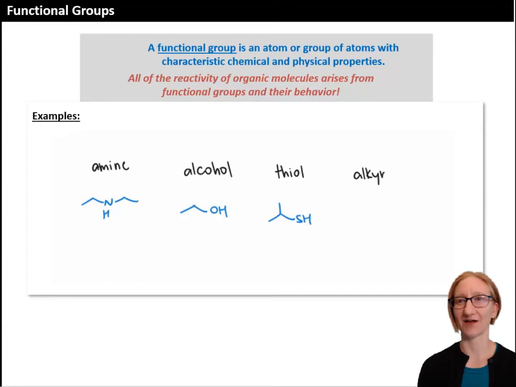And finally here, an alkyne is a carbon-carbon triple bond, and it can have either an alkyl group or hydrogens bound to each carbon. And these are just a few common examples, but you can find a full list of functional groups that you should be comfortable with in your text.